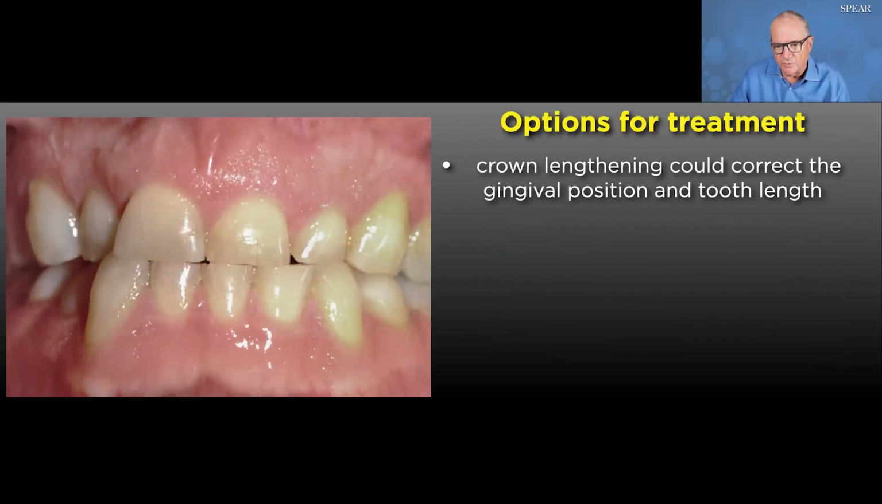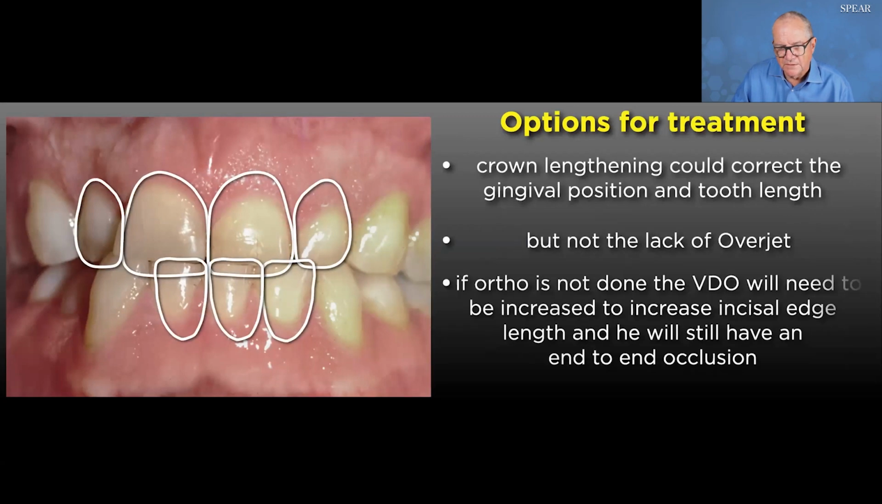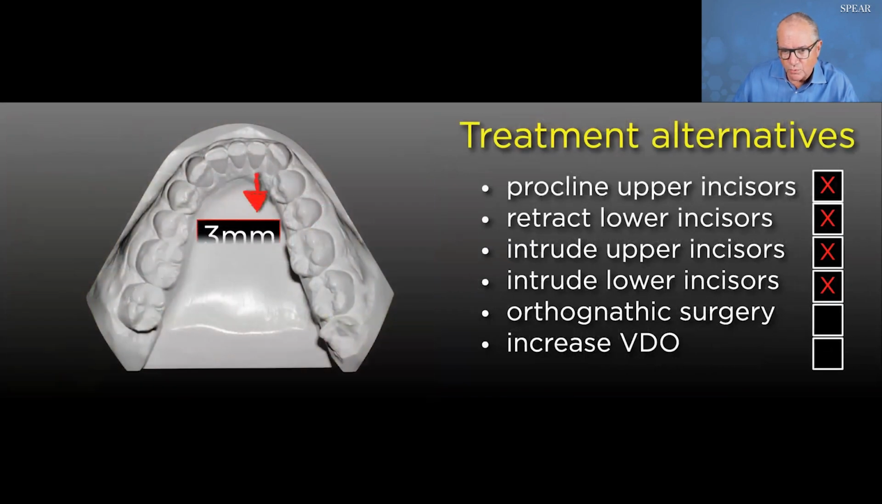Now, what if he says no to ortho? Well, crown lengthening could correct the gingival position and tooth length, but it's not going to correct the occlusion. He's going to still be end to end. There won't be any overbite. And the truth is, if you want to treat him so it looks better aesthetically, you could crown lengthen him and restore him, but you're going to have to restore the whole upper arch. So it's an easy case to present to the patient because of cost. Ortho and some composites, or ortho and a few restorations, dramatically cheaper than the full mouth.